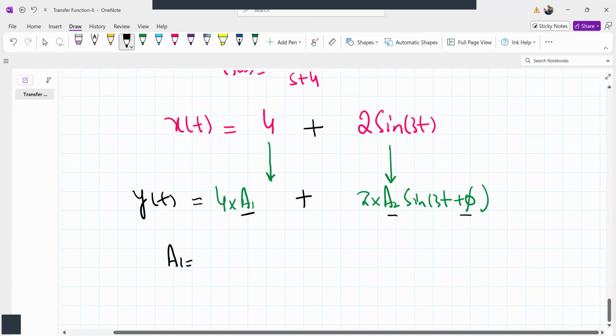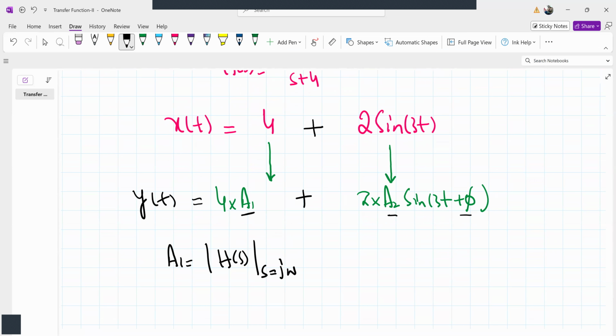A1 is the magnitude of the transfer function when s is j omega. Now, if you look at the transfer function, 1 divided by s plus 4, what is the omega for DC? Omega for DC is 0, so s is 0. If I put s equal to 0, it will be simply 1 divided by 4. So that's the magnitude.